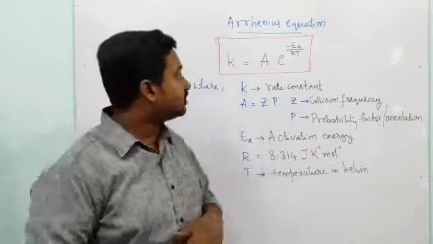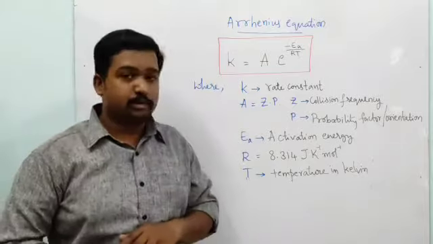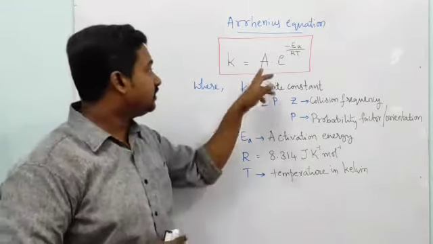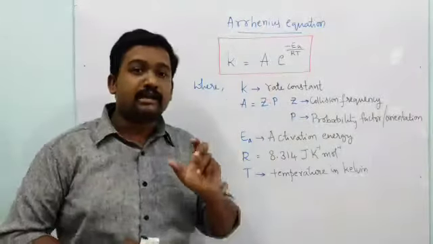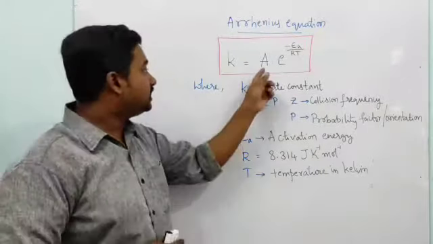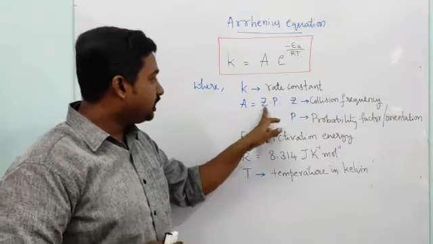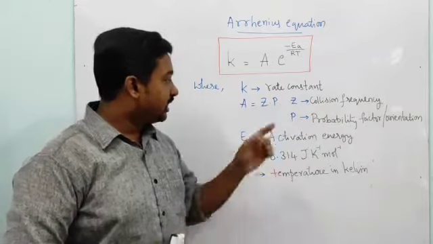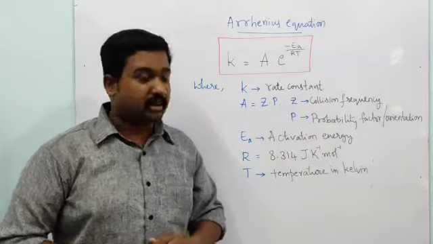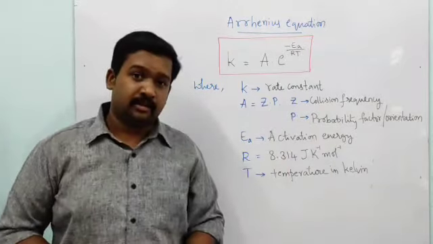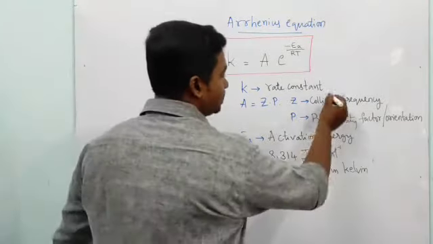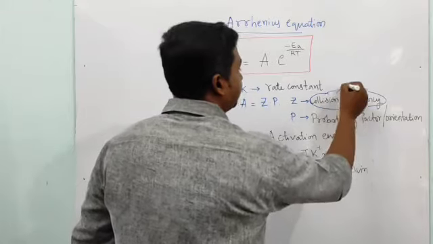The Arrhenius equation is like this: k equals A into e power minus Ea by RT. And here the factor A is called Arrhenius constant. Arrhenius constant A is actually a product of two factors. One is collision frequency and the other is probability factor or orientation factor. Here collision frequency means the number of collisions per unit time.